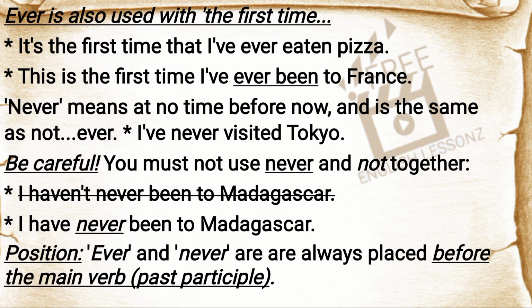Never means at no time before now, and is the same as not ever. I've never visited Tokyo. Be careful. You must not use never and not together. Wrong: I haven't never been to Madagascar. Right: I have never been to Madagascar. Position: ever and never are always placed before the main verb, the past participle.